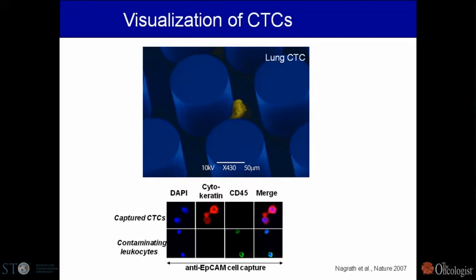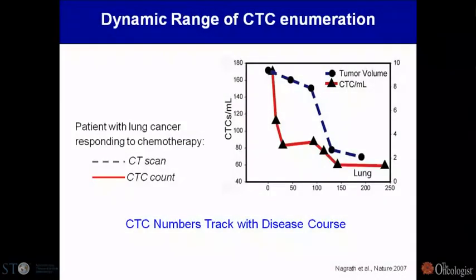So the standard in the field has been that epithelial cells in the blood are defined as captured with EpCAM, stained with keratin, and negative for blood cell markers. And that's useful, but as I'll point out, the field needs to go a lot further in terms of characterizing what these cells are.